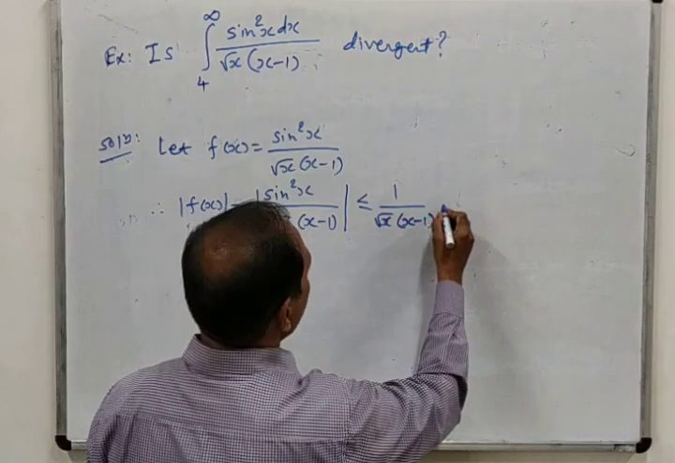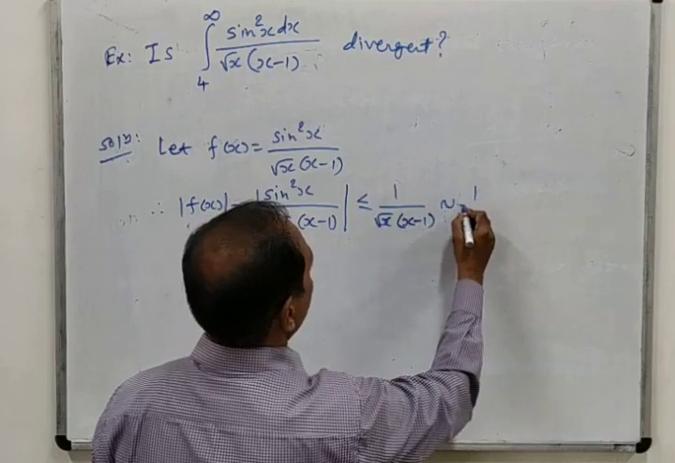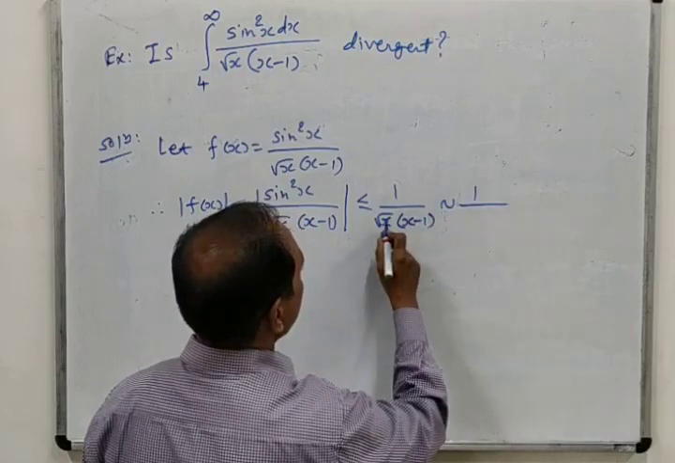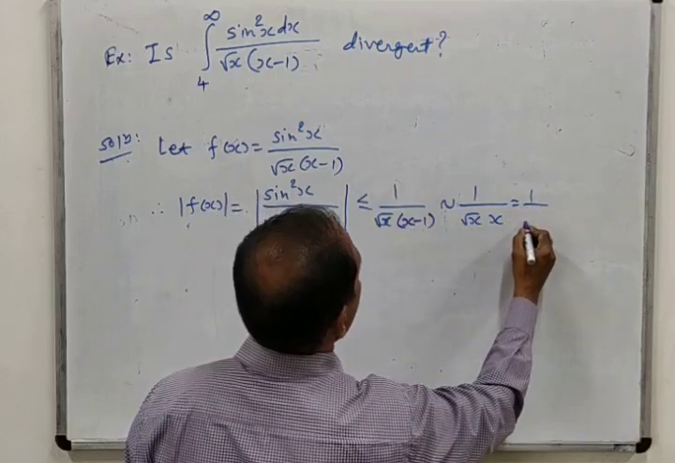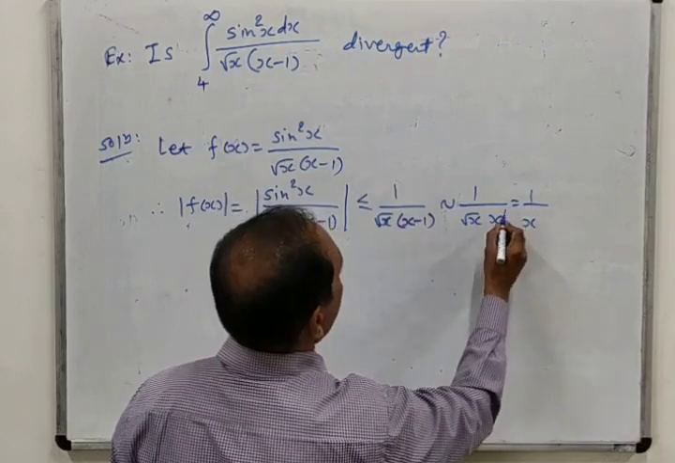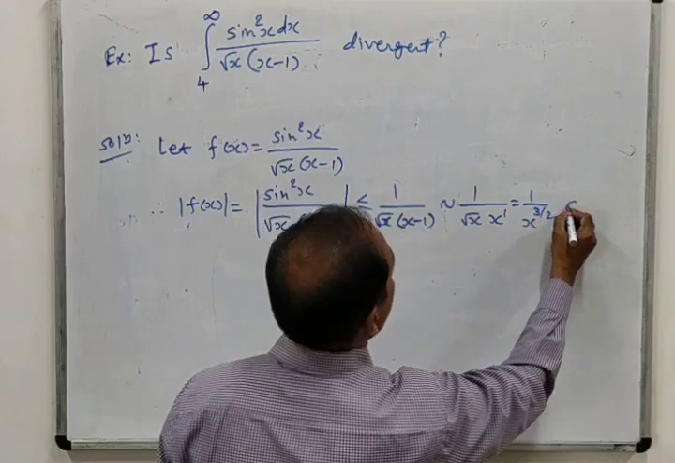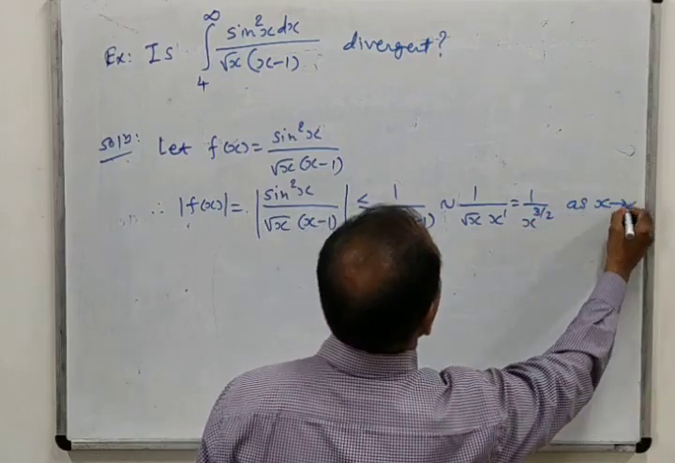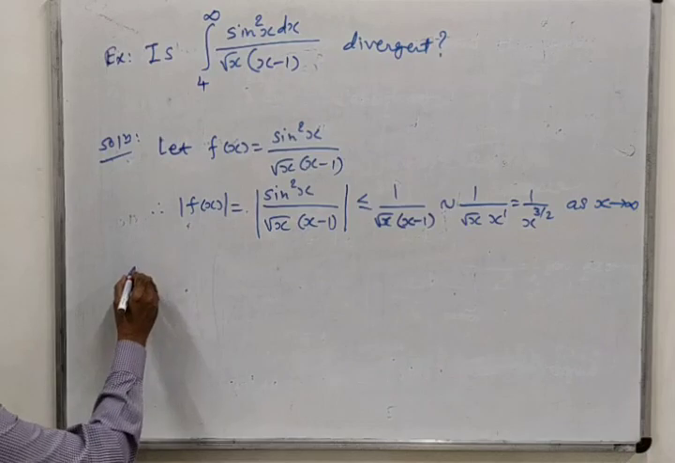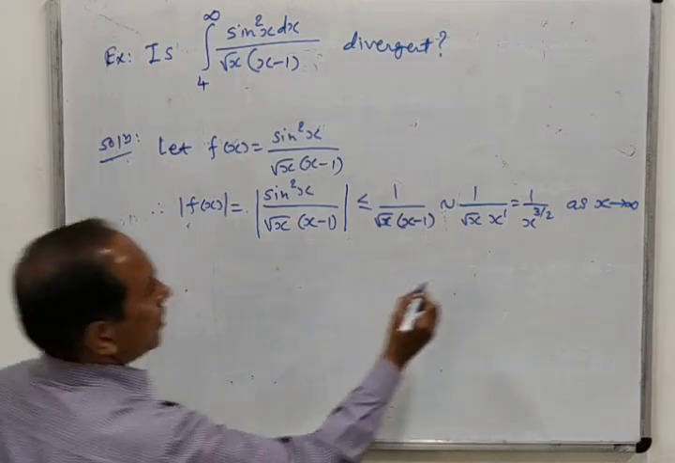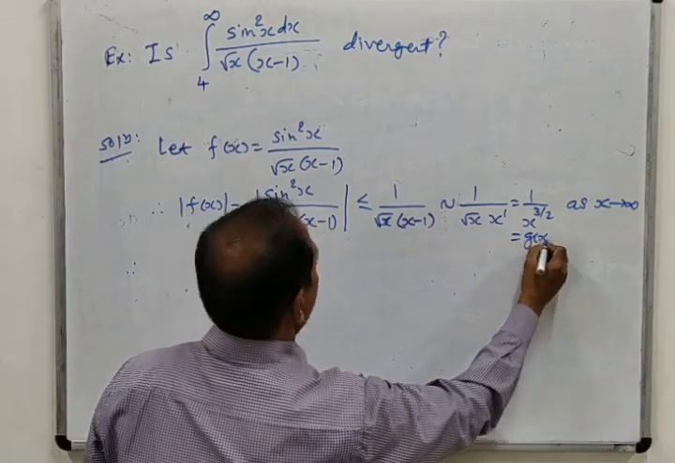So we will find out its equivalent function now. We go for comparison test. That means it is root x into x, that means this is 1 upon x raised to 1 half into 1, so x raised to 3 by 2, and this is as x tends to infinity. You must write down this as x tends to infinity. This is very much important, and therefore we will assume this as g(x).